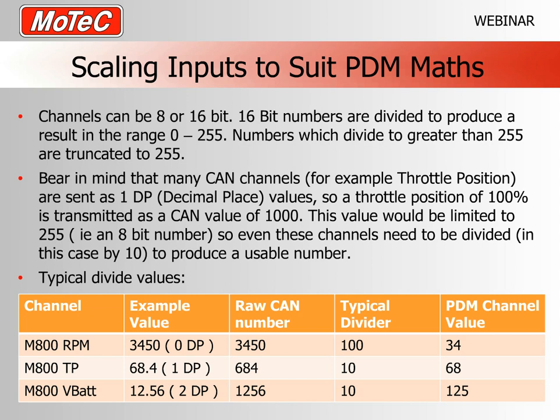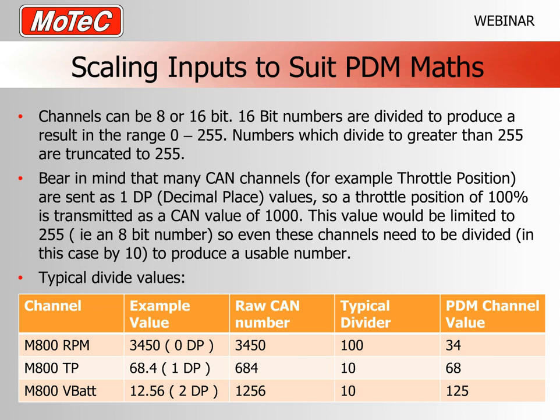Now, the other thing you must remember is that many of the CAN channels that are sent, for example, from an M800, include the decimal places in the message. And so a number such as 100% throttle isn't actually transmitted as simply a 100. It's usually transmitted as a 1000 because there's one decimal place. If you haven't got this clear in mind, I'll just quickly explain it, but we do cover this to some extent in our What is CAN webinar, and if you have some confusion there, you might want to take a look at that.